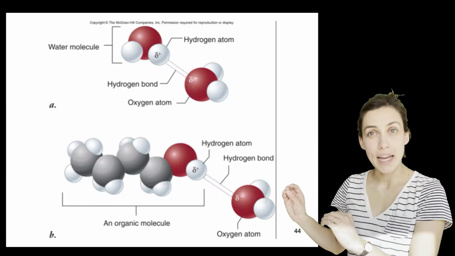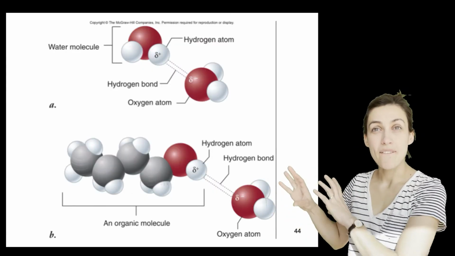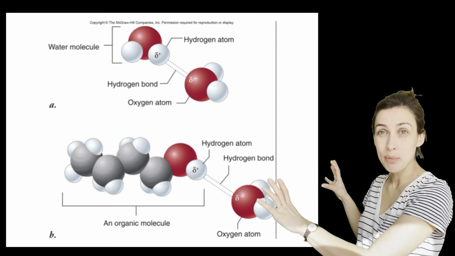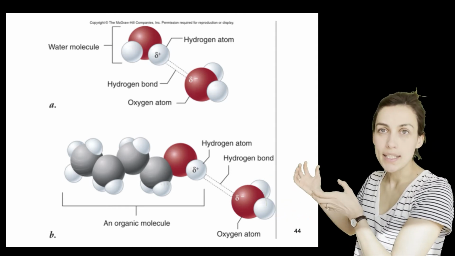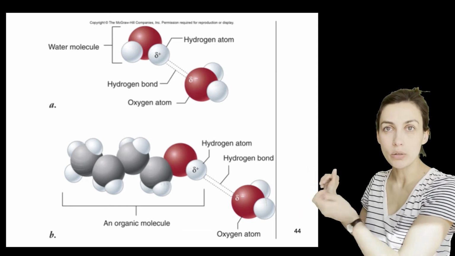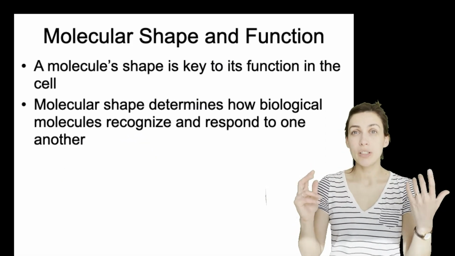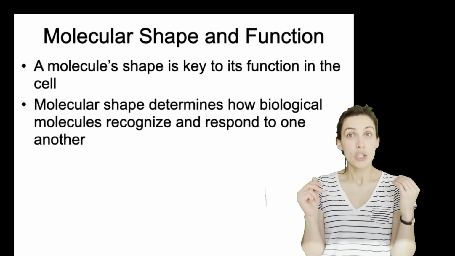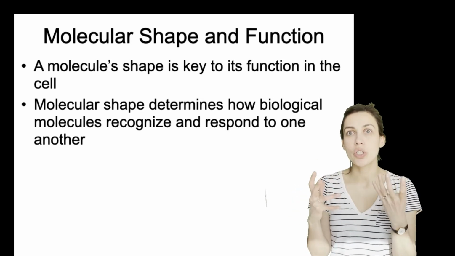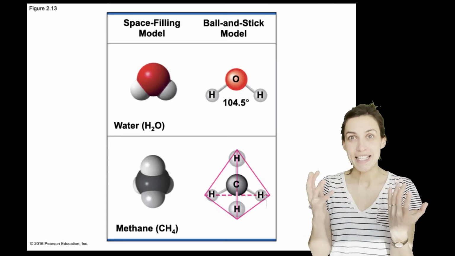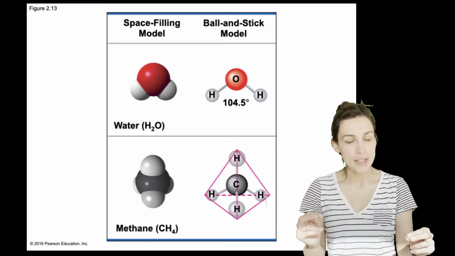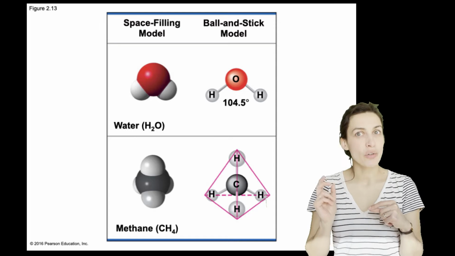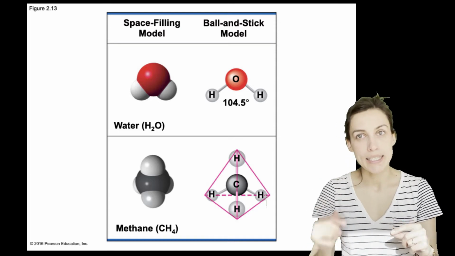And there's another example: a long organic molecule that has a polar end to it is attracted to a water molecule. The shape of a molecule is extremely important to its function. It's a crucial piece of the identity of that molecule. Molecules with similar shapes can have similar functions. Let me show you an example.